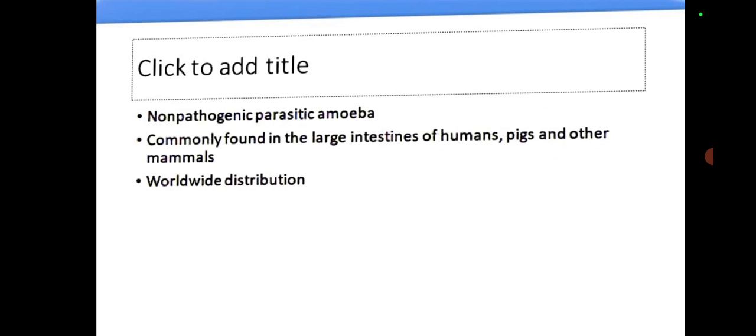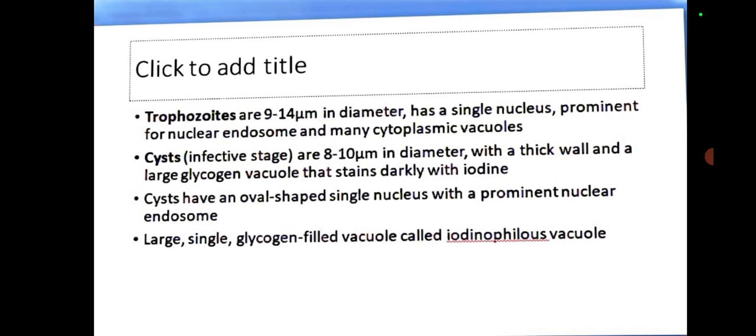They are non-pathogenic parasitic amoebae, commonly found in the large intestine of humans, pigs and other mammals, with worldwide distribution. Trophozoites are 9 to 14 µm in diameter, with a single nucleus, a prominent nuclear endosome and many cytoplasmic vacuoles. Cysts are the infective stage, 8 to 10 µm in diameter with a thick wall and a large glycogen vacuole that stains with iodine. Cysts have an oval-shaped single nucleus with a prominent nuclear endosome and a large single glycogen-filled vacuole called the iodinophilous vacuole.